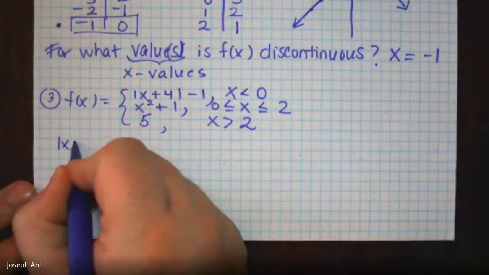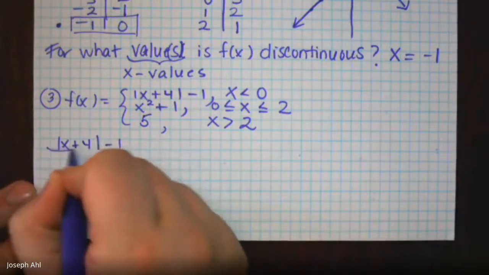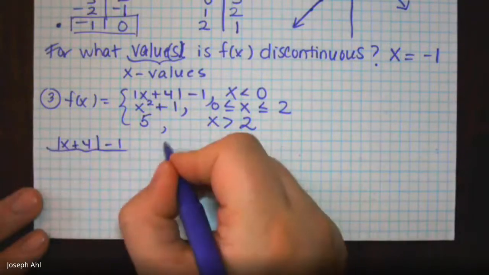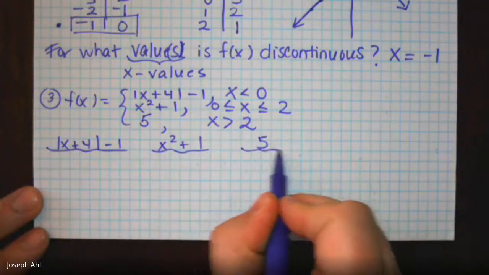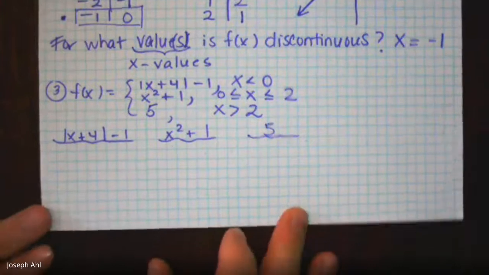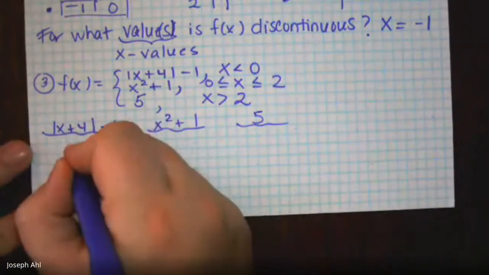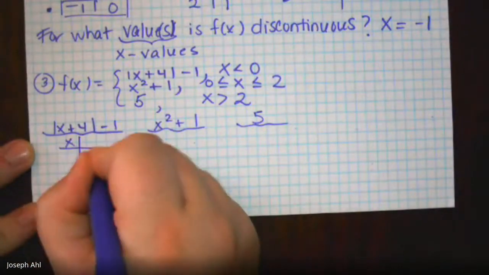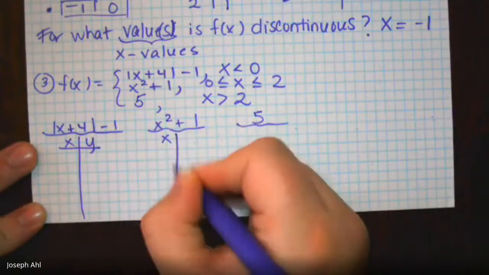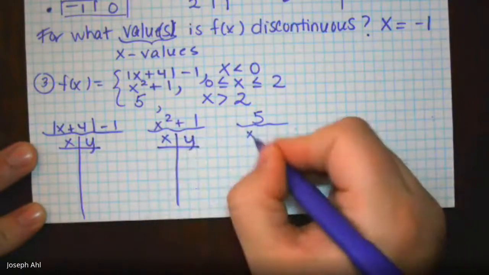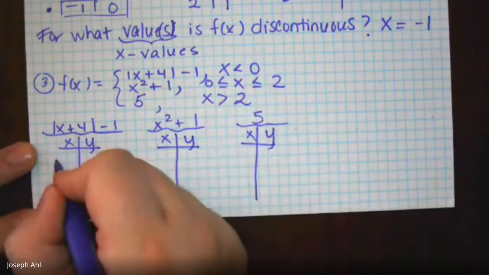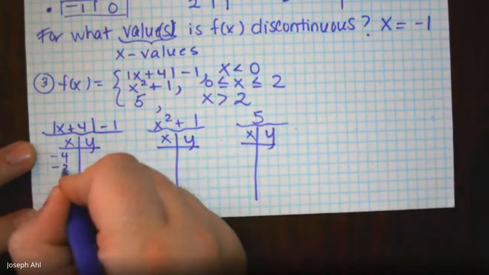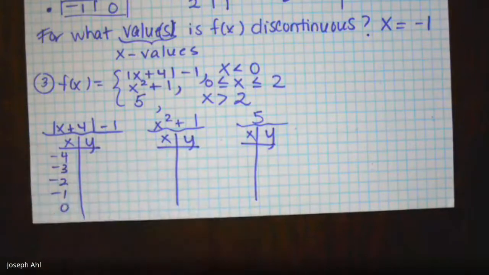So in this instance, you're really going to need 3 tables, right? We got one for the absolute value function, one for the quadratic, and the last function of f of x equals 5. I like to call that a constant function. Okay, so we need values that are less than 0 for this one. Maybe I'll go back to like -4, -3, -2, -1, 0.